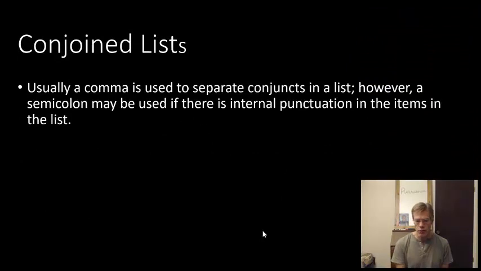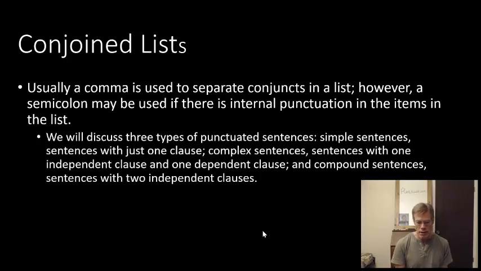Usually, a comma is used to separate conjuncts in a list. However, a semicolon may be used if there is internal punctuation in the items in the list. So here's an example. We will discuss three types of punctuated sentences: simple sentences, sentences with just one clause; complex sentences, sentences with one independent clause and one dependent clause; and compound sentences, sentences with two independent clauses.